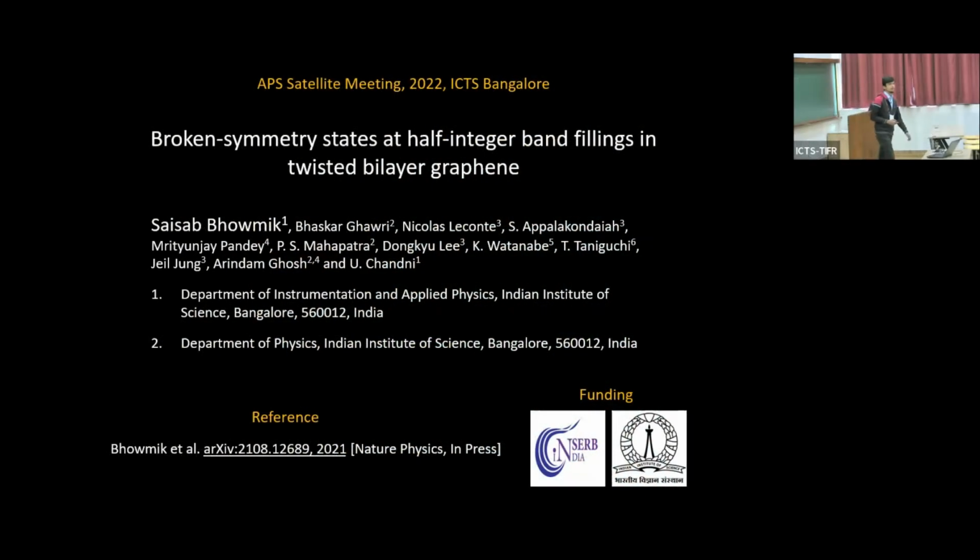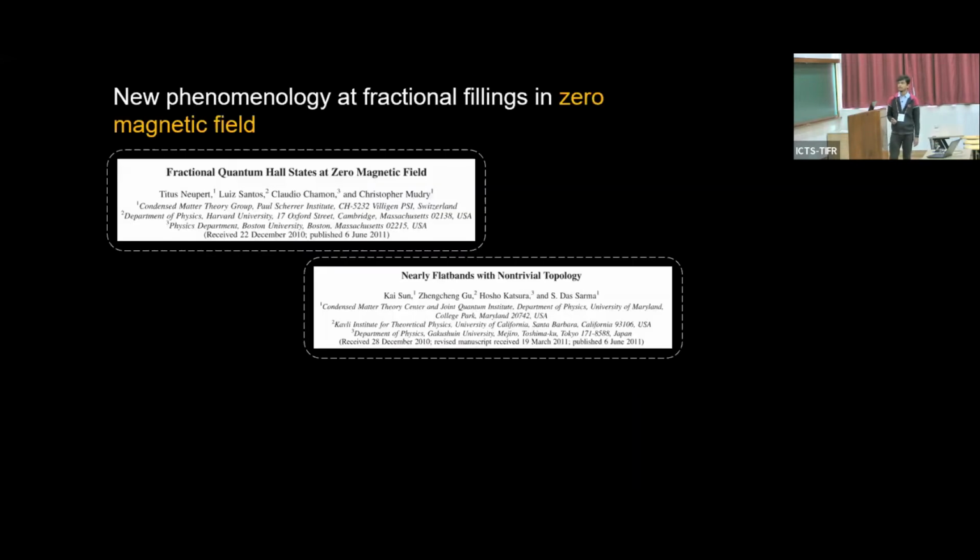Good afternoon, everyone. I'll be talking about broken symmetry states at half integer band fillings in twisted bilayer graphene. Before I start, most of these correlated phases at half integer filling appear in the limit of zero magnetic field, and some of them appear at zero magnetic field. So it's good to start with some theoretical prediction of fractional filling in the zero magnetic field limit.